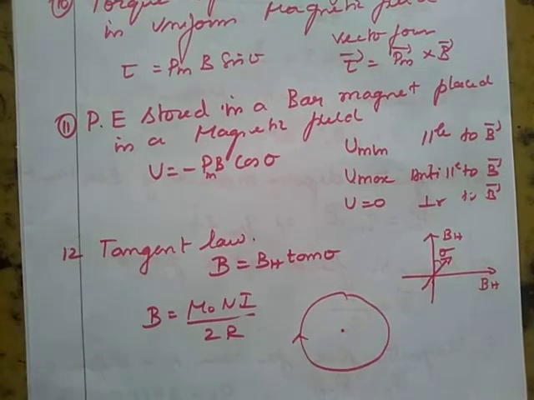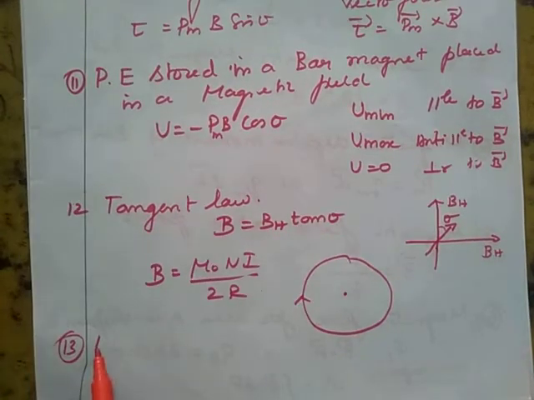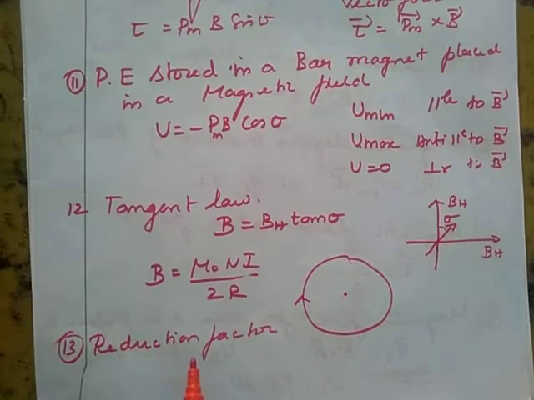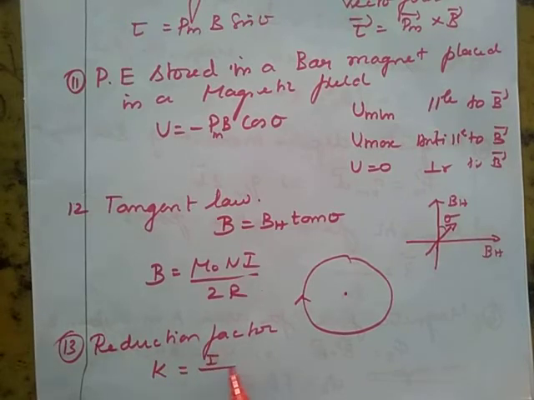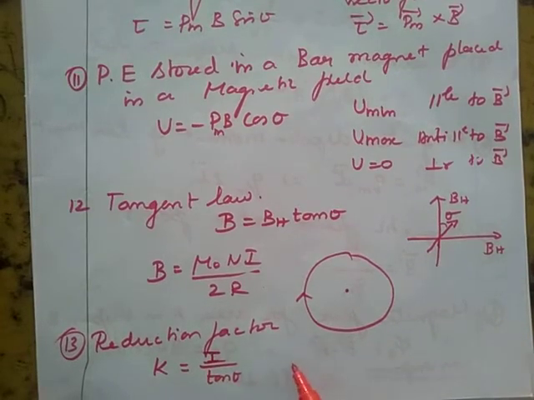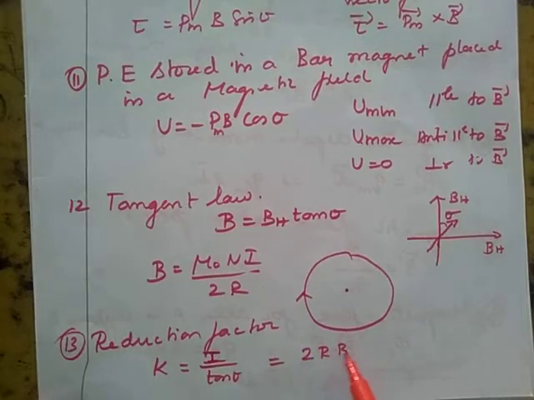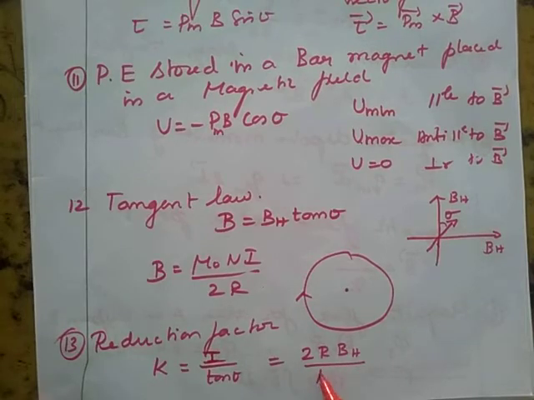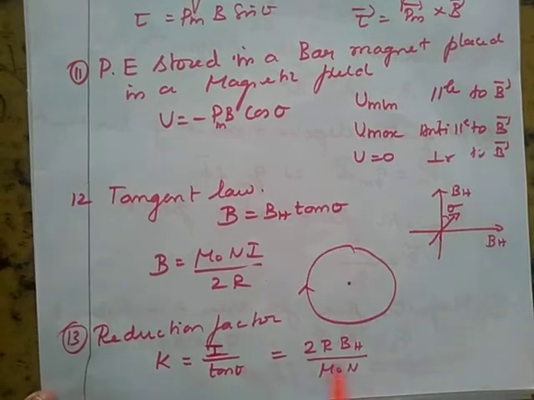Then let me see the reduction factor of tangent galvanometer. Reduction factor is represented as K is equal to I by tan theta. You can also state that it is equal to 2r BH by mu naught n. It is the formula for reduction factor.